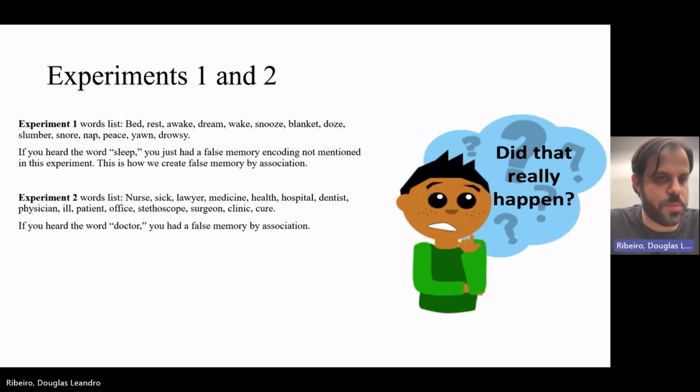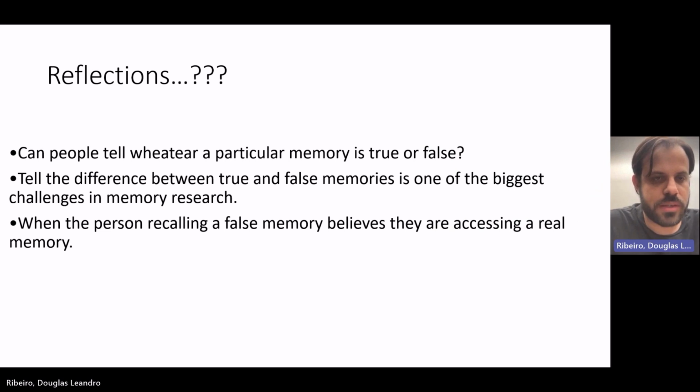In these two experiments, the participant, whom we called Regina, was submitted to both, and she had a misinformation effect, which is a part of false memory. Some thoughts that are important for this presentation: can people tell whether a particular memory is true or false? Telling the difference between true and false memories is one of the biggest challenges in memory research.